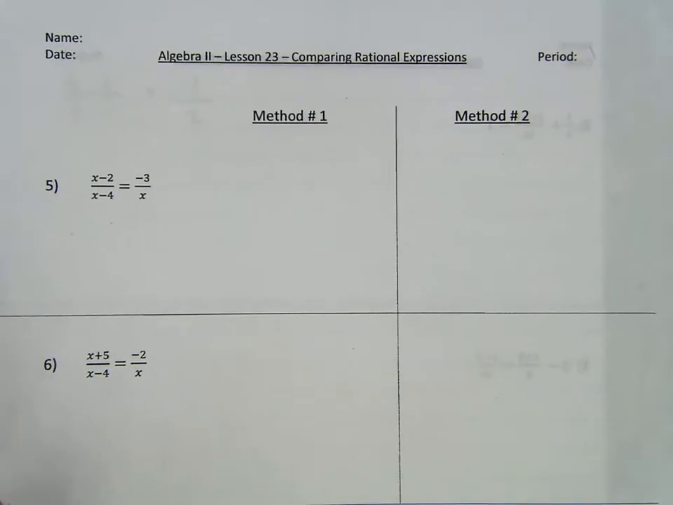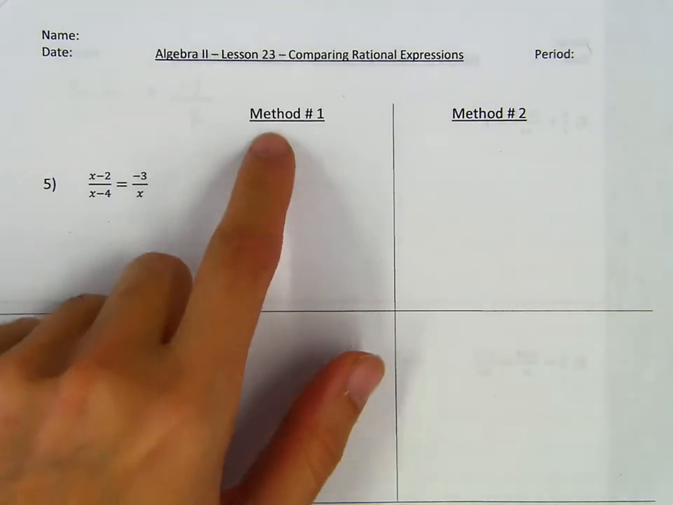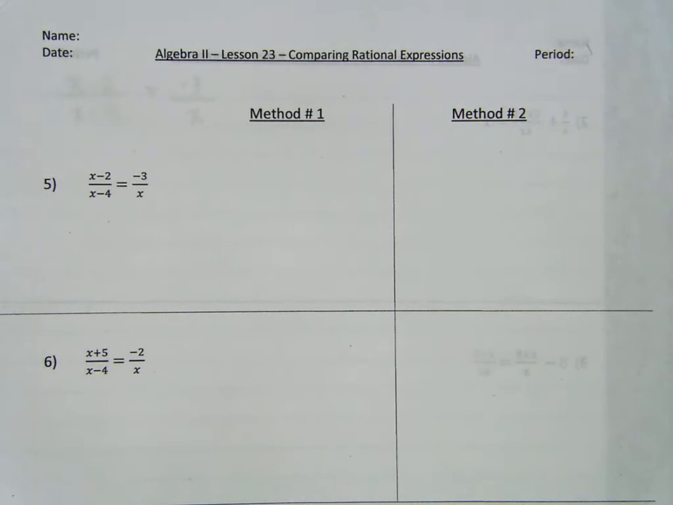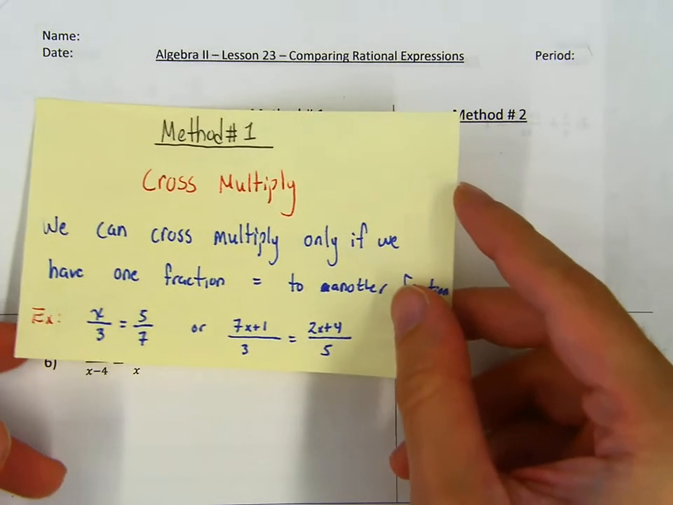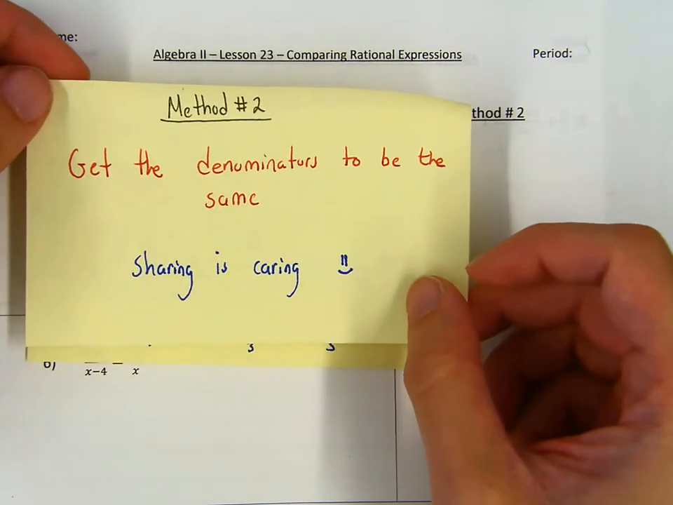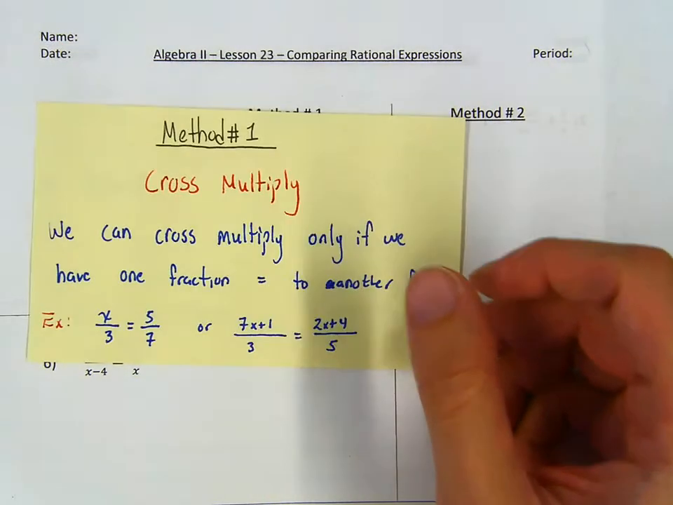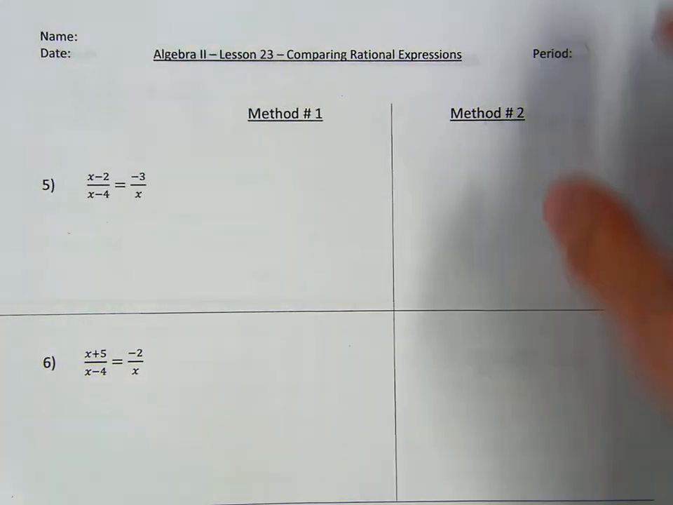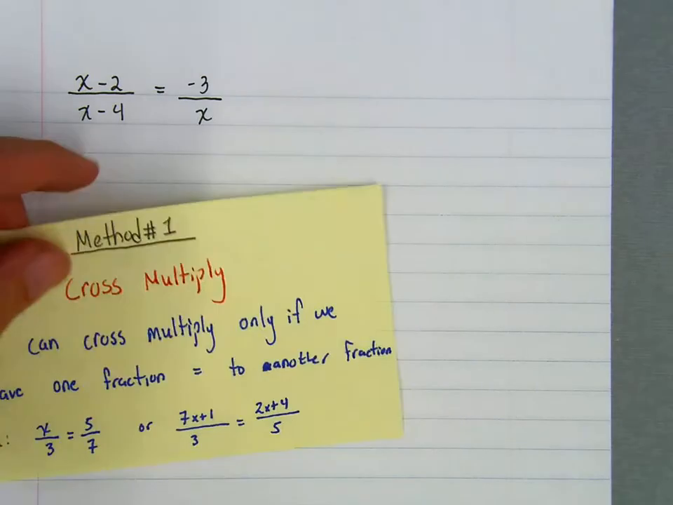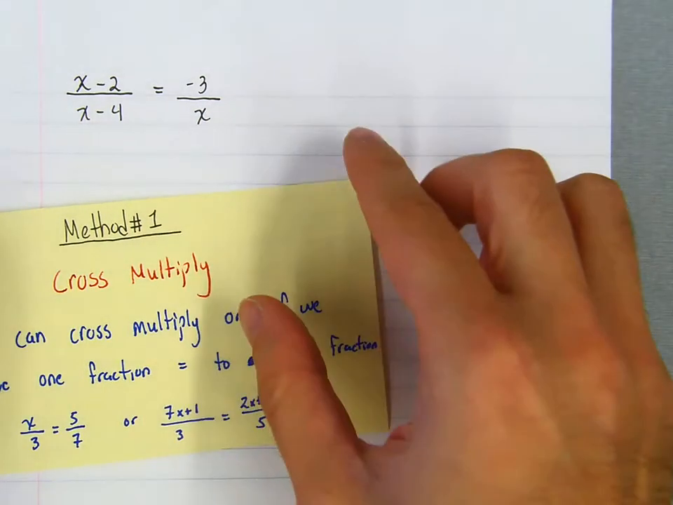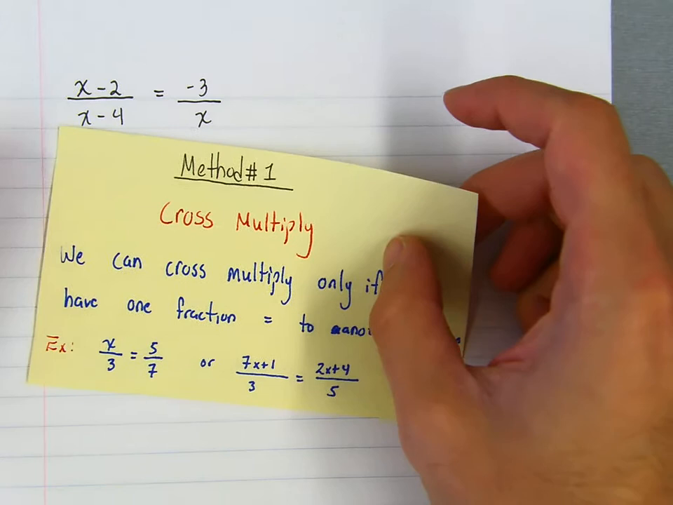So looking at the first problem over here, notice that there should be two methods that we could use for solving these types of rational equations. Method number one, cross multiply. Method number two, make the denominators the same. Sharing is caring, so I'll show each question both ways. Let's take a look at the first question. Here we have x minus 2 over x minus 4 equals negative 3 over x. And the first method we're going to show is cross multiply.